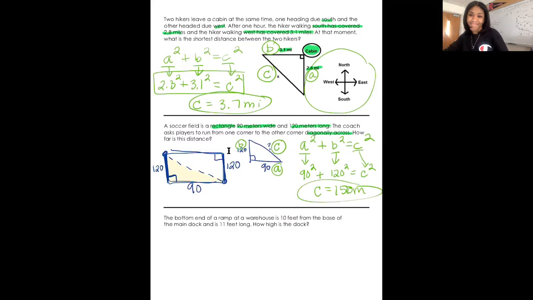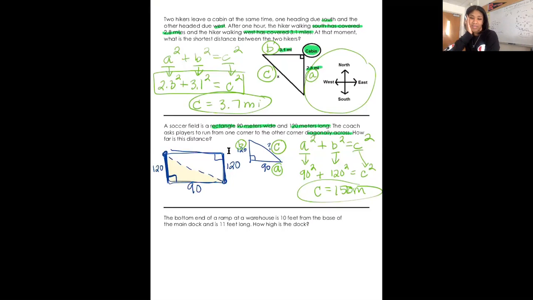Cool. Last one, it's about a ramp. The bottom end of a ramp at a warehouse is 10 feet from the base of the main dock and is 11 feet long. How high is the dock?